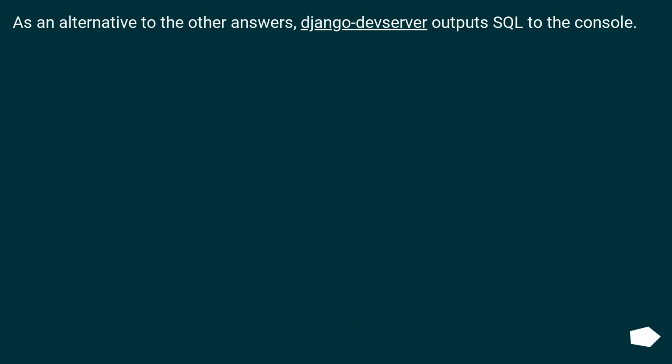As an alternative to the other answers, Django Dev Server outputs SQL to the console.